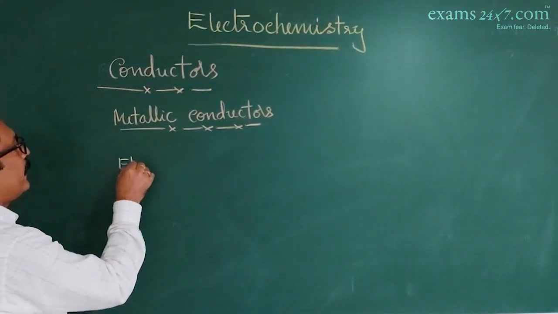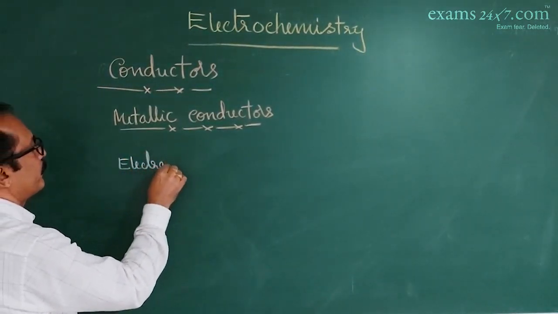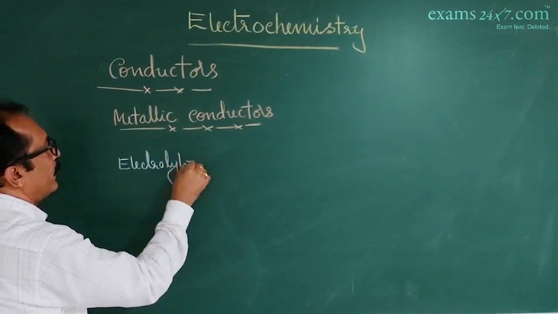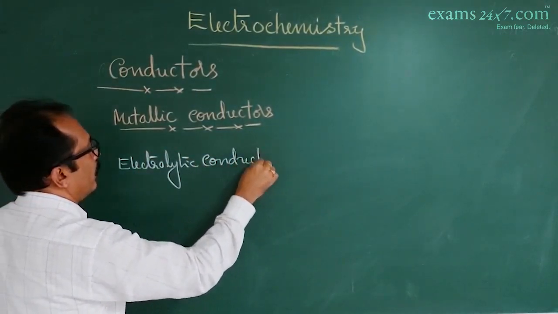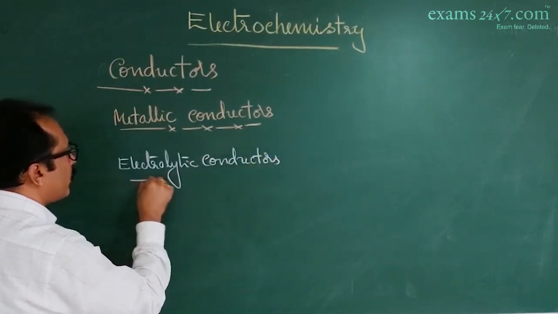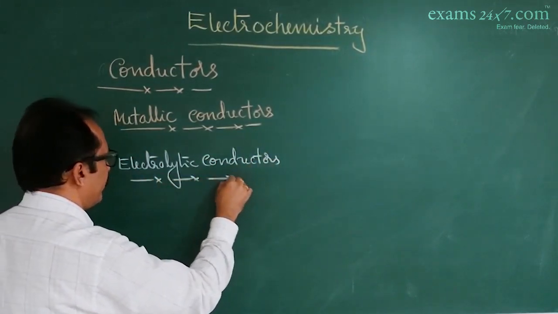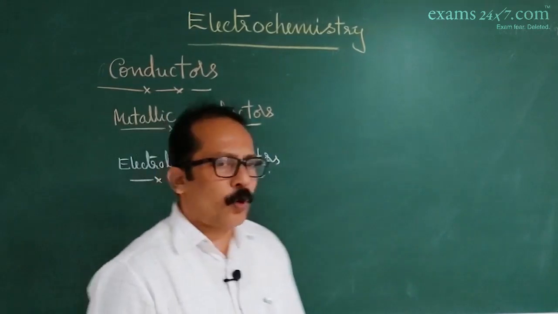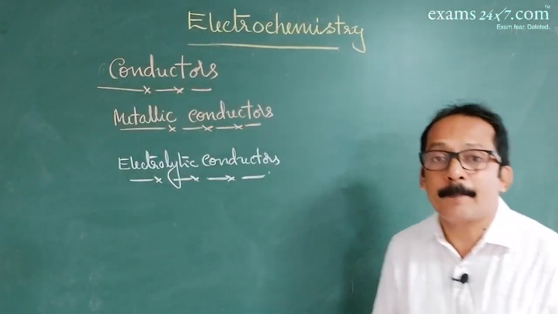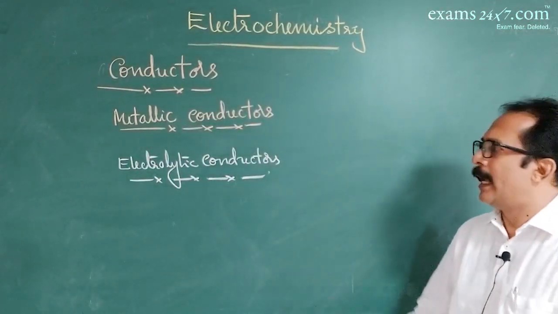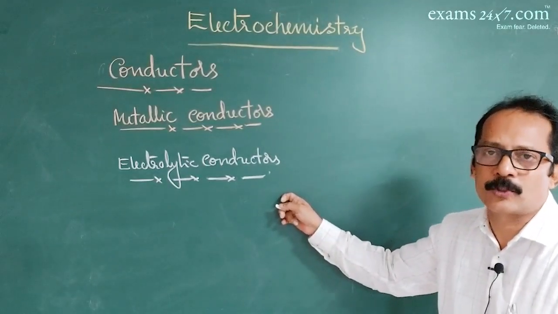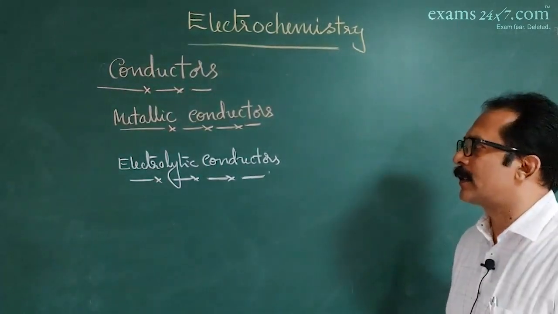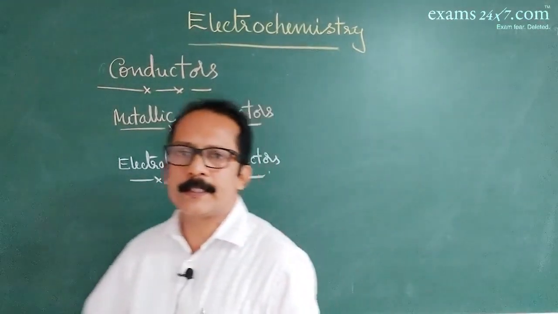Next one is electrolytic conductors. In electrolytic conductors, the flow of electricity causes decomposition of the substance, and electricity flows due to the movement of ions. That kind of conductor is called an electrolytic conductor.